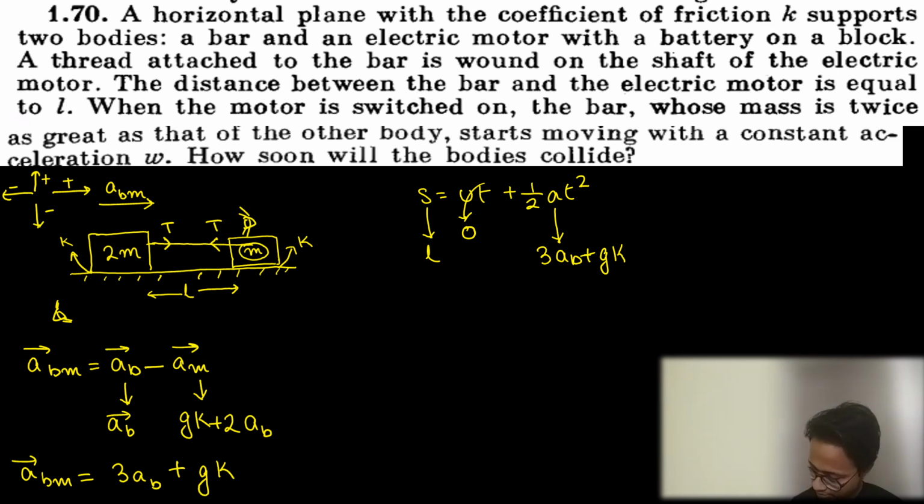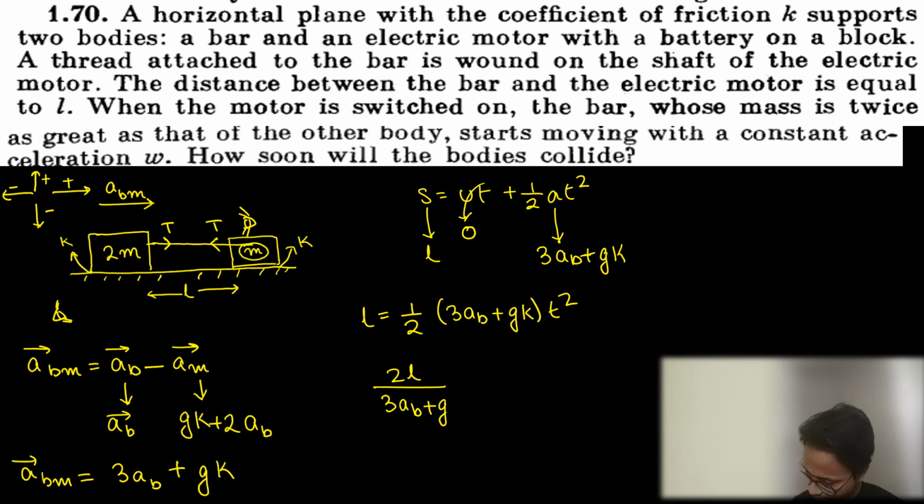So if you solve this one, L is equal to half into 3 acceleration of block plus g k into t square, or 2L by 3 into acceleration of block plus g k is equal to t square, or time taken is equal to under root of twice L divided by 3 into acceleration of block plus g k.